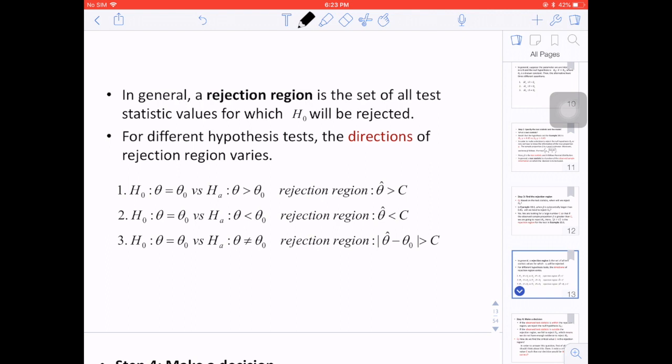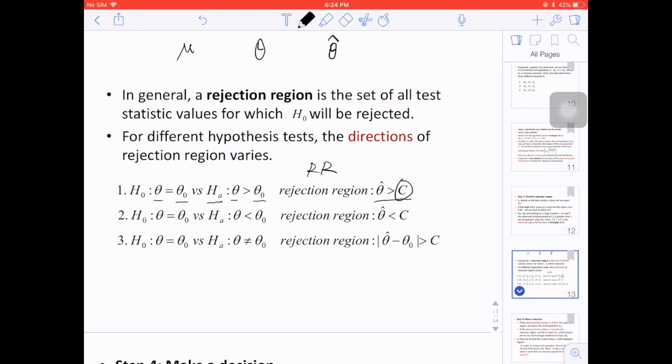Okay, so in the previous example, we discussed mu as the parameter of interest. In general, we're going to discuss the parameter of interest as theta, and the corresponding point estimator or sample statistic as theta hat. If you assume that your null hypothesis is theta is equal to theta 0, but your alternative hypothesis is theta is larger than theta 0, your rejection region is theta hat is larger than C. You have to find this C.